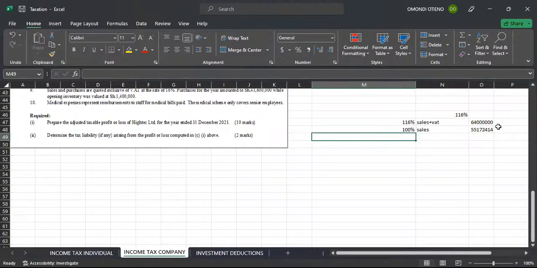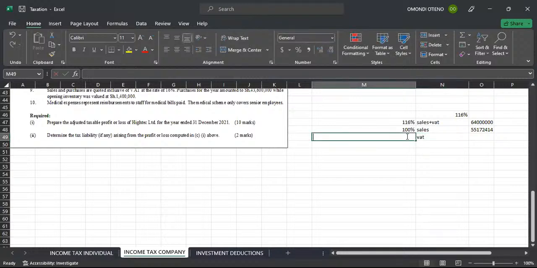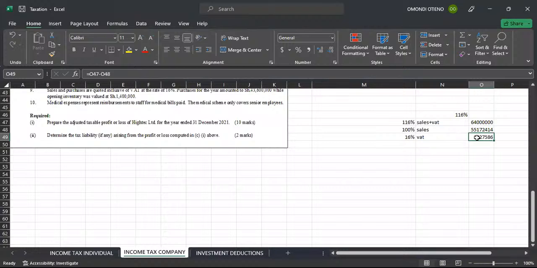So the value which you want to remove from this sales plus VAT is the VAT. And when we subtract, that is 64 minus real sales, we'll be able to get the VAT value. If VAT is the 16%, as we have said, it is 64 minus that to get VAT.